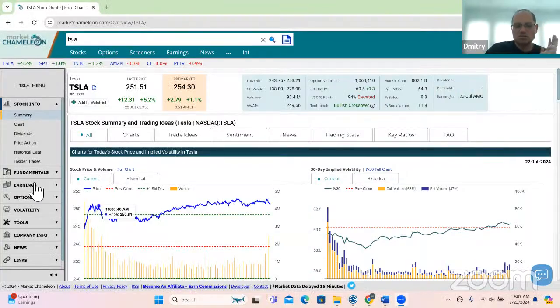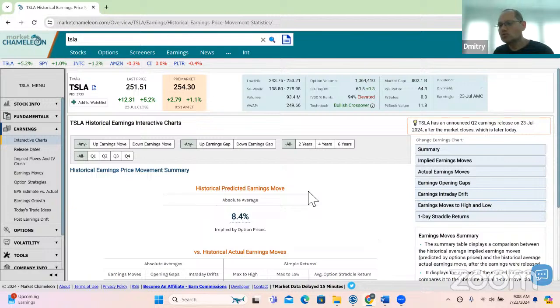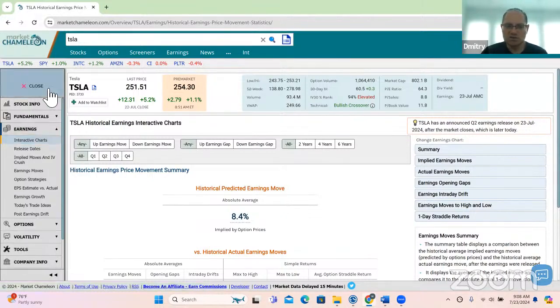Okay, so I'm on Tesla now, and I think the question was kind of general, but just to do a review or analysis of Tesla earnings and maybe how to use some of the analytics in your research or strategizing. So let's start over here under earnings. We'll take a look at these interactive charts, we call them. I'm going to close this menu just to expand our screen.